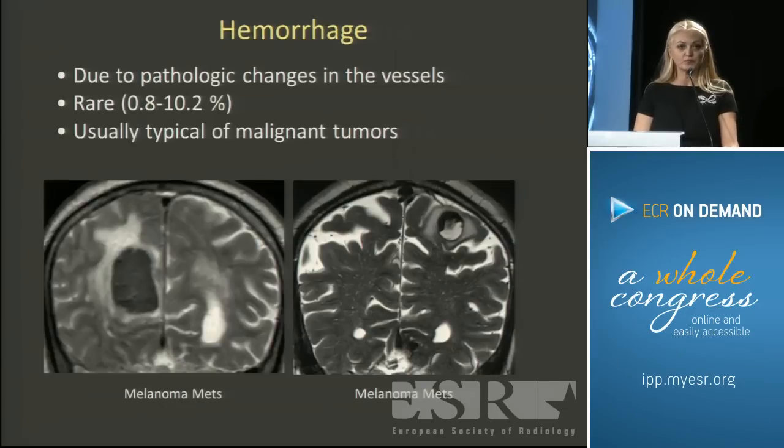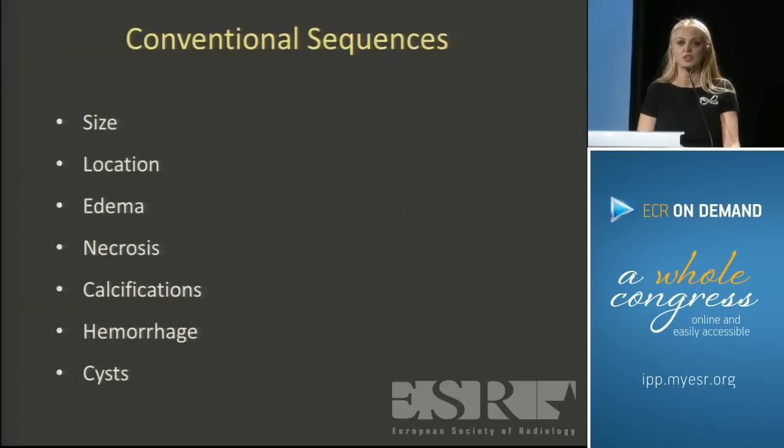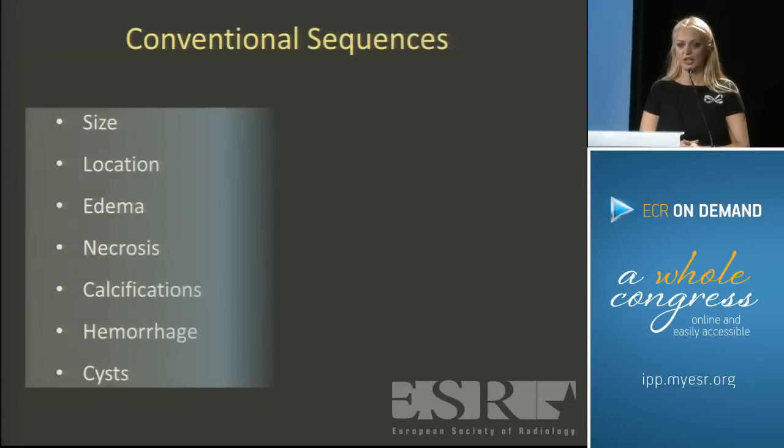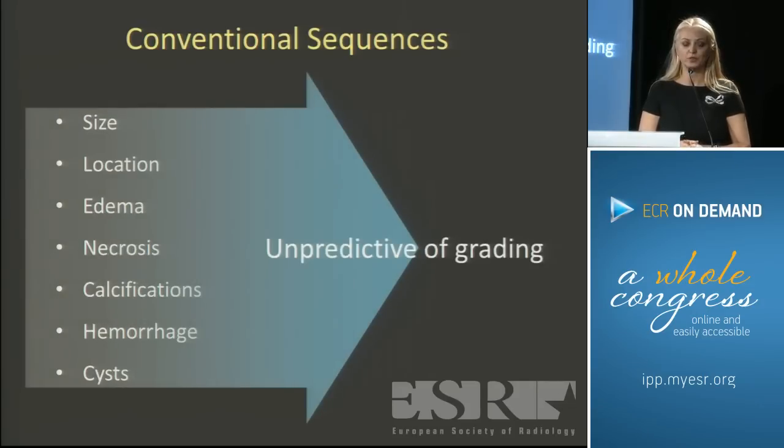Hemorrhage will be seen relatively rarely, and it's also a bad prognostic sign, and it's due to pathological changes in vessels. Very typically, and you all know that, it will be seen in melanoma metastasis or some other metastatic disease. We would like to summarize these very simple things that I know you all describe when you see a brain tumor. Then all these things are actually non-predictive of grading.